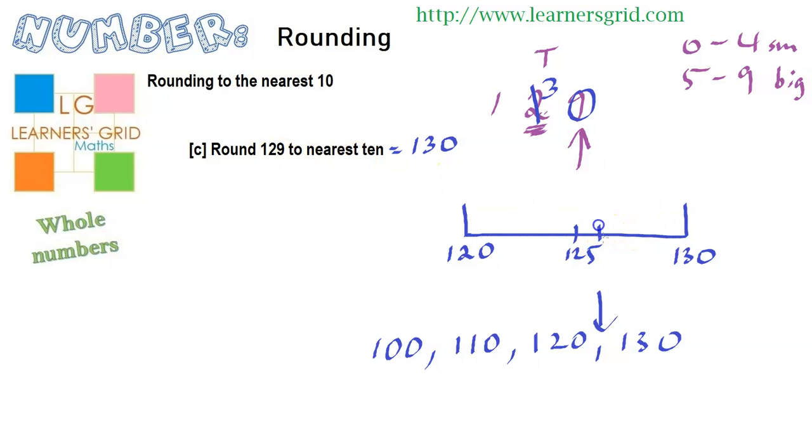129 is above that, so 6, 7, 8, 9. So here it is, and it's really close to 130, so that makes it pretty obvious that rounding 129 to the nearest 10 has got to be 130. So let's have a look at question D.